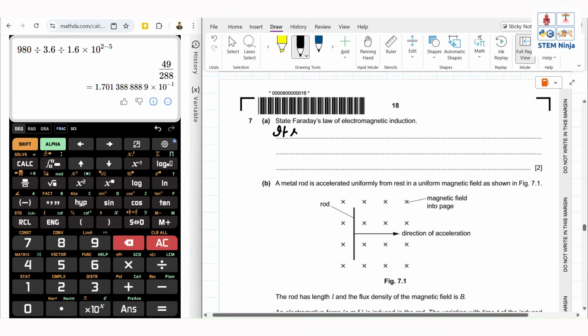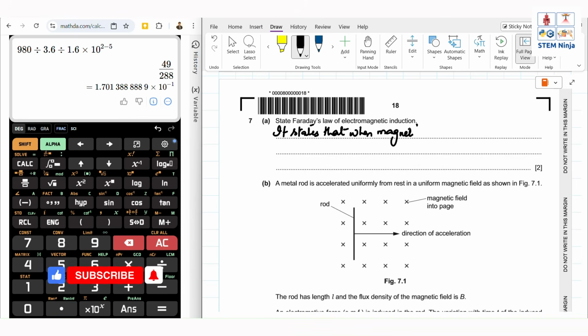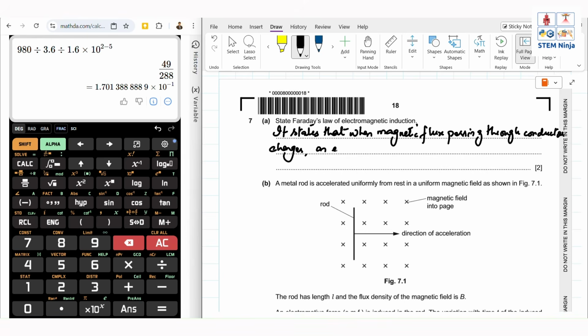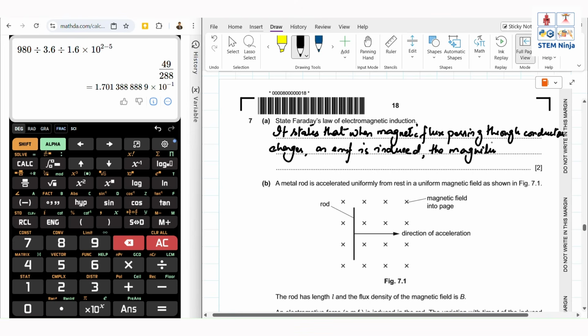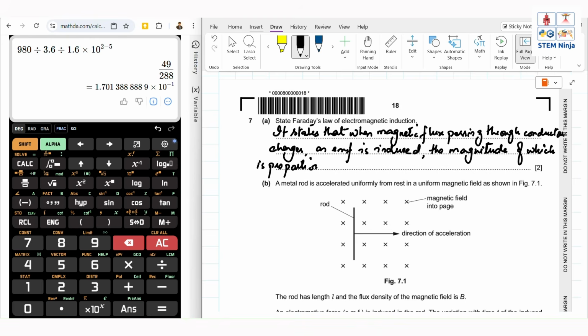It states that when magnetic flux passing through a coil or a conductor changes and EMF is induced, the magnitude of which is proportional to the rate of change of magnetic flux.